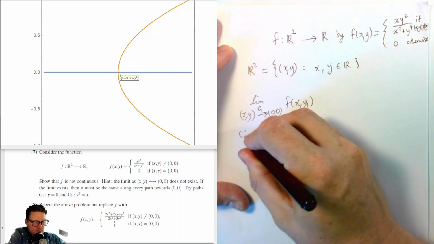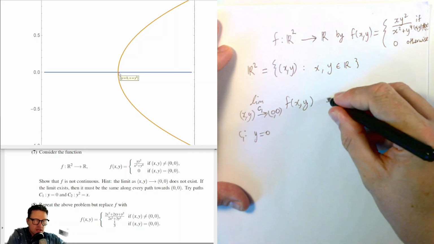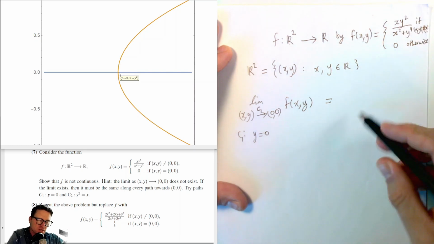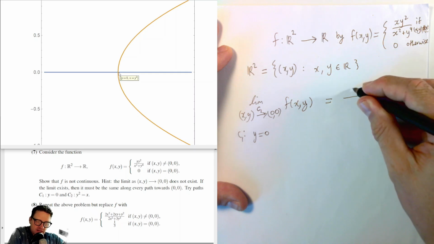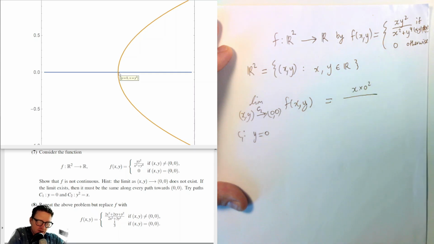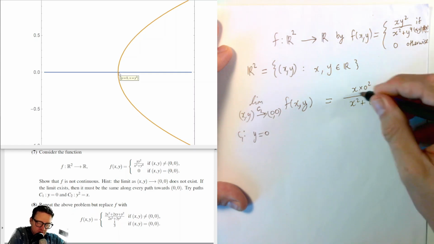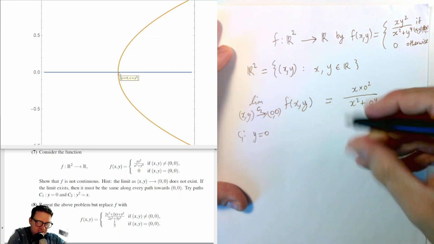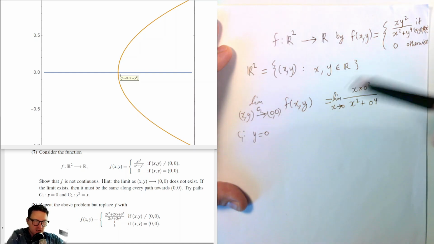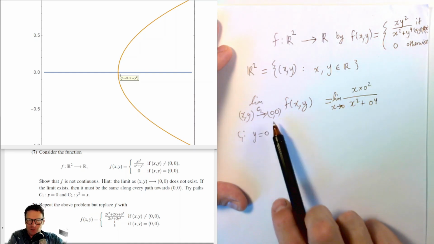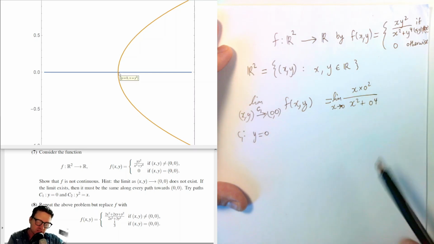And remember that C1 is just the path y equals 0. So how do we take this limit? Well, I take this description, and everywhere that I have a y, I replace it with a 0. So that's x times 0 squared over x squared plus 0 to the 4th. But I have a function of x, so I'm interpreting this now as a limit as x goes to 0, because there are no y's in it, right? So (x,y) going to (0,0) is now x going to 0. So I have a standard one variable limit now.